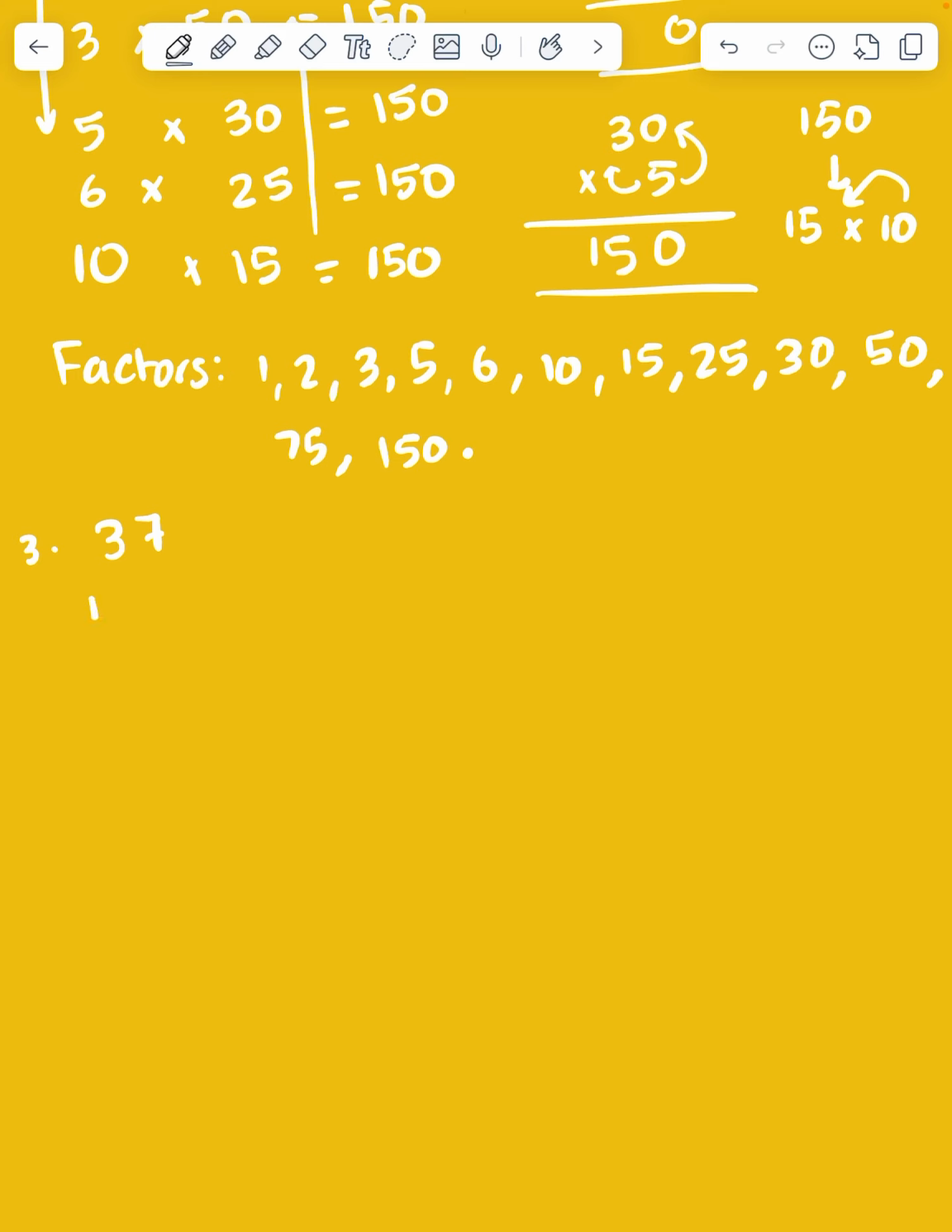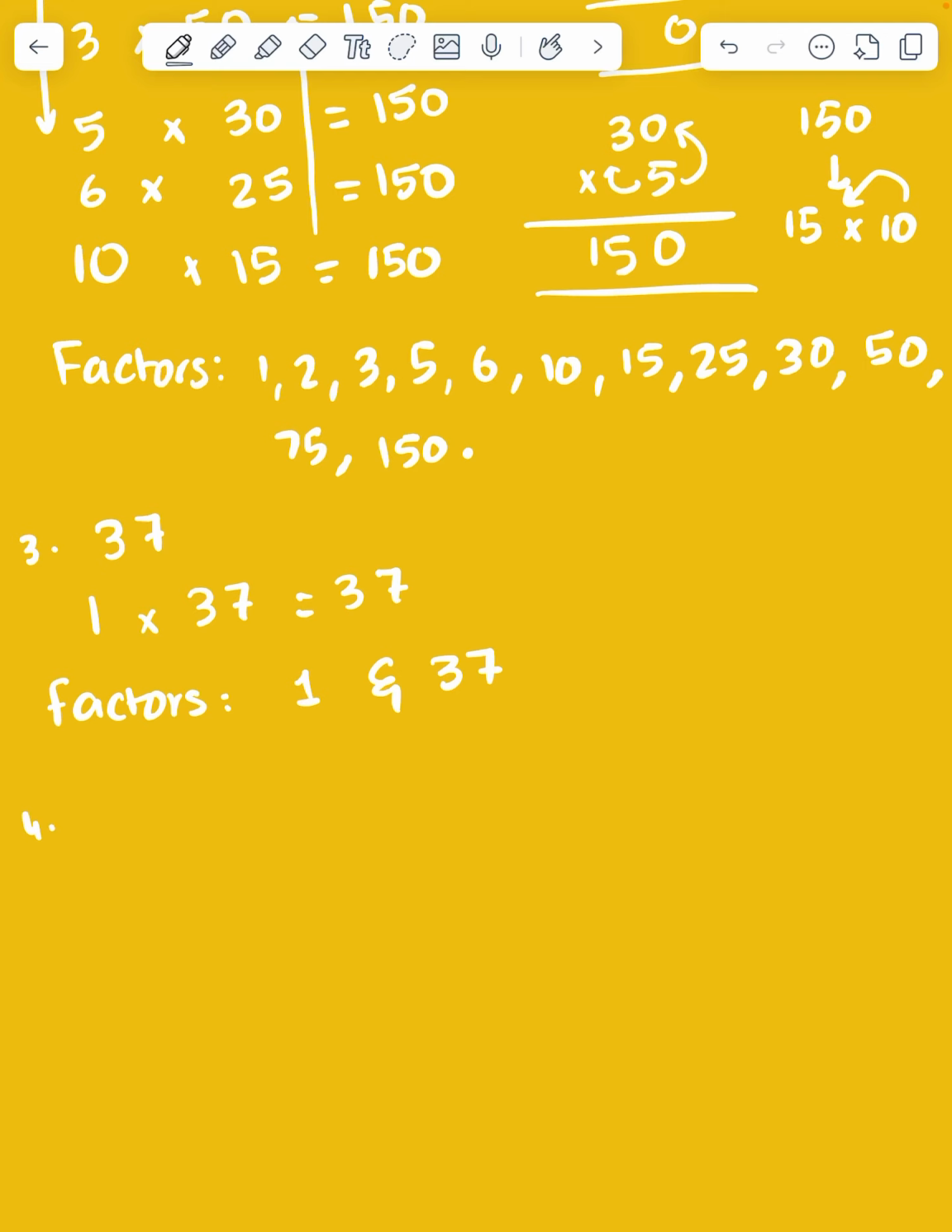Always start off very basic. 1 times 37 is 37. Now outside of this, I can't think of any numbers that if you multiply, you get 37. So in this case, my factors are going to be just 1 and 37. And that's it. We will stop right there.